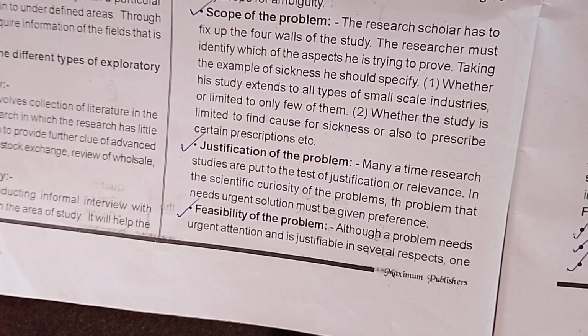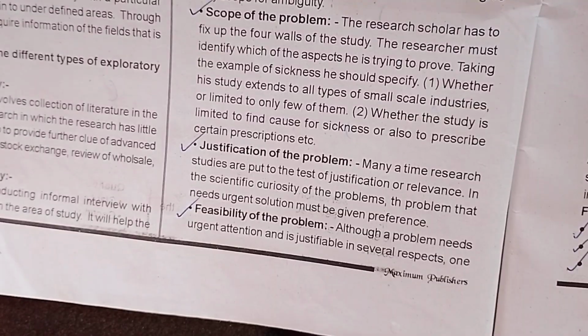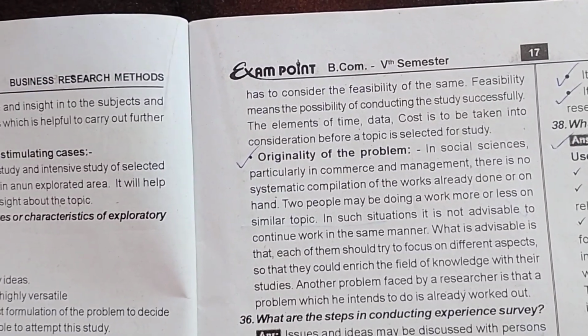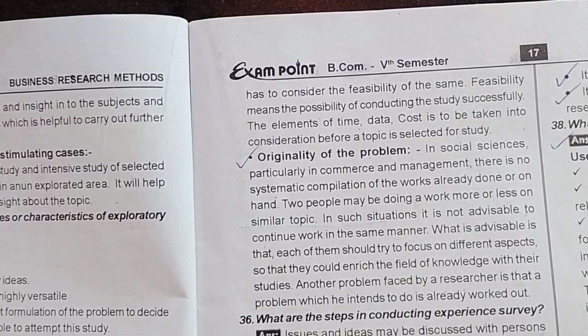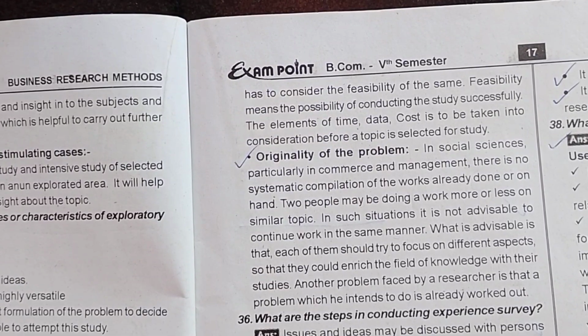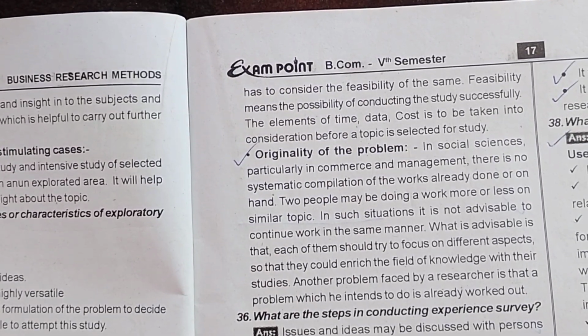Feasibility of the problem. Although a problem needs urgent attention and is justifiable in several respects, one has to consider the feasibility of the same. Feasibility means the possibility of conducting the study successfully. Next, originality of the problem. In social sciences, particularly in commerce and management, there is no systematic compilation of the works already done or on hand. Two people may be doing a work more or less on a similar topic.